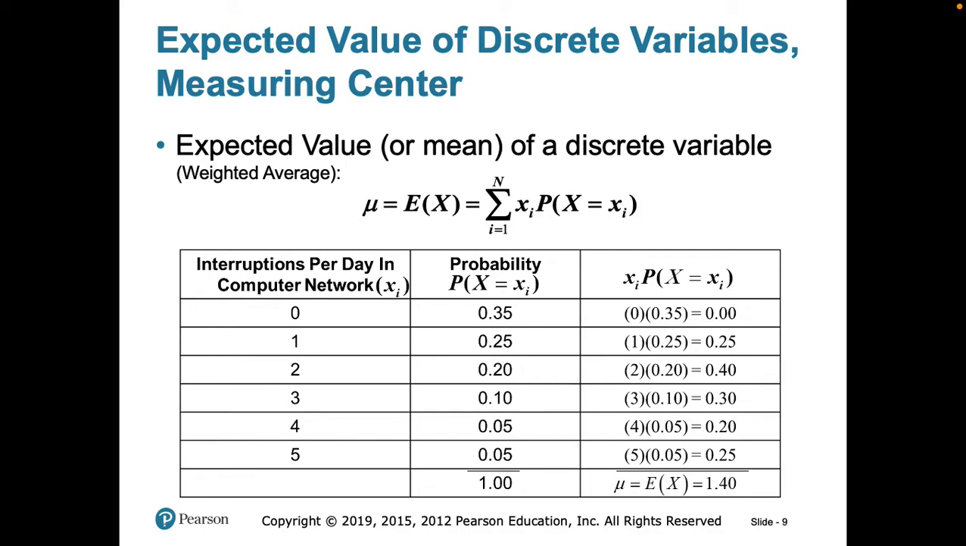Very simple. So the probability of 0 disruptions is 0.35. You multiply those and you will get 0. The probability that you will get 1 disruption per day is 0.25. And then what you do is you add all of those products, and that will give you your mean. So in this case, our mean will be 1.40 after you add all of these values.